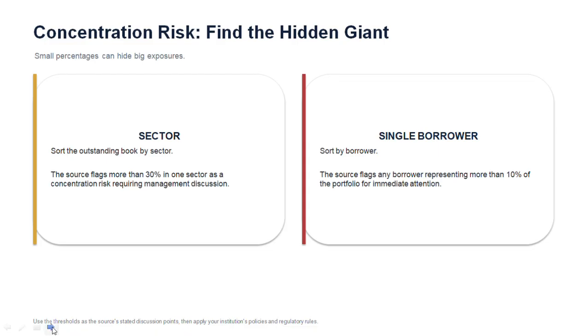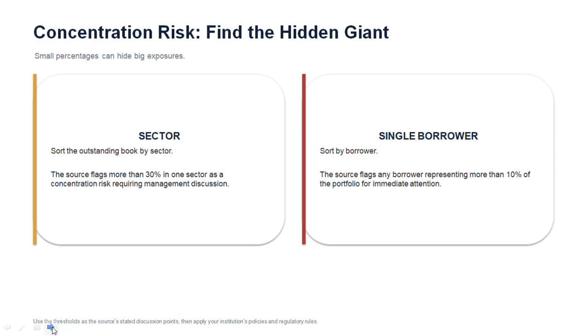So concentration risk: the point is to find the hidden giants. Small percentages can hide big exposures. Therefore, we do a sector examination and a single borrower examination. During the sector examination, we sort the outstanding book by sector. The source flags more than 30% in one sector as a concentration risk requiring management discussion.